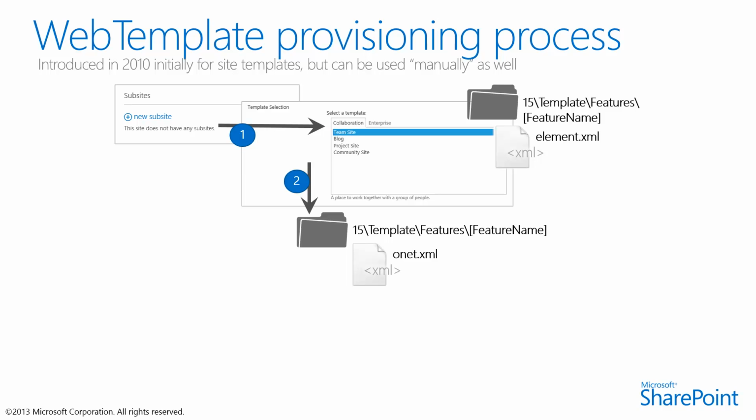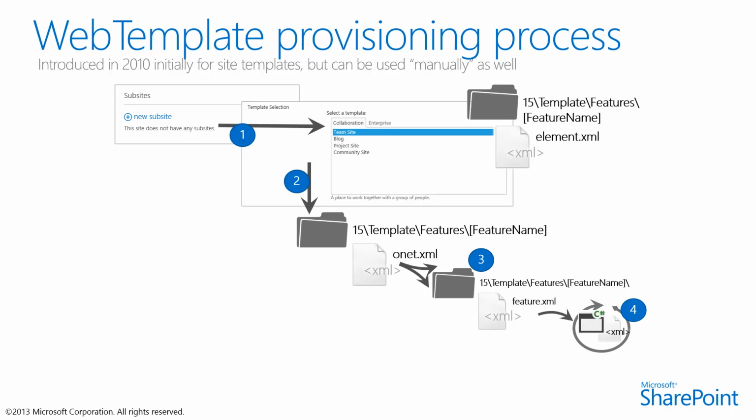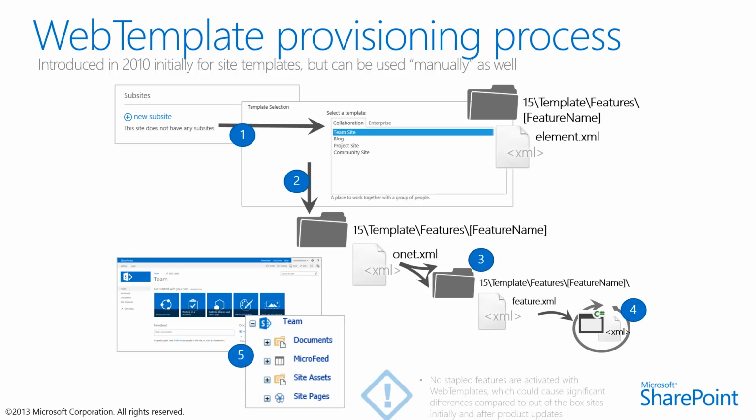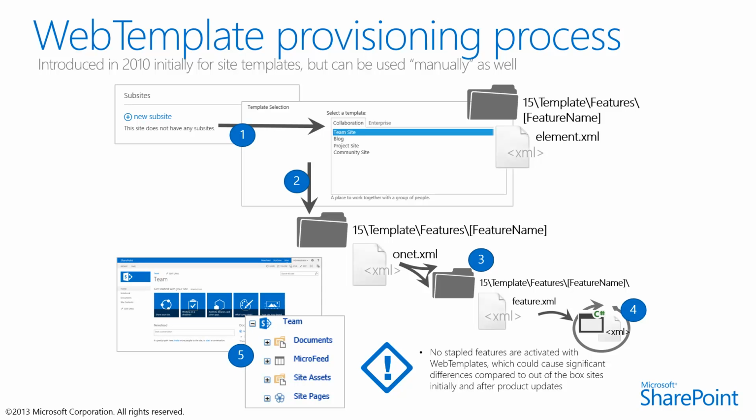That onet.xml is kind of a provisioning time alternative, and that's a really important thing. So that onet.xml is only read and applied to that site during provisioning time. Whenever we create a site based on this web template onet.xml, we activate the features mentioned in onet.xml, and then we get the site available. There are huge differences, however, in how the web template works. We don't, for example, activate any stapled features, because you can't staple features in the web template, because the web template onet.xml is only valid and only applied during provisioning time.